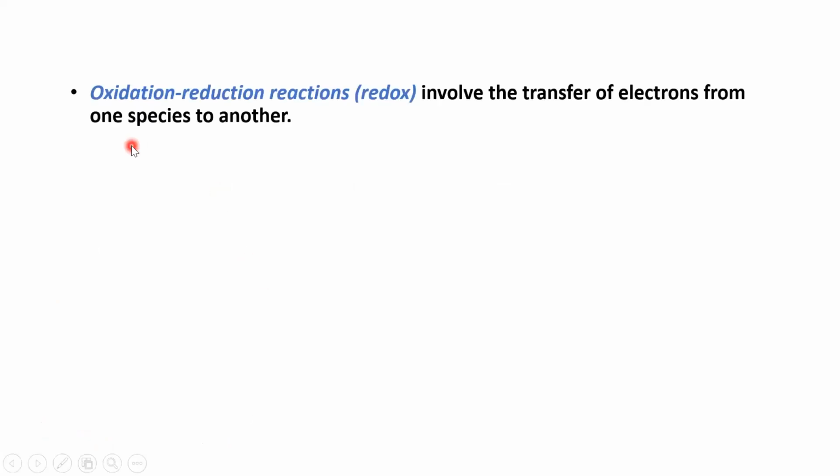All right, so why do we need to know that? Because when we assign oxidation numbers to reactants and products in a chemical reaction, if the oxidation numbers don't change from reactant side to product side, it's not a redox reaction. But the oxidation numbers will change if electrons are being transferred from one substance to another, and that's what makes a redox reaction.